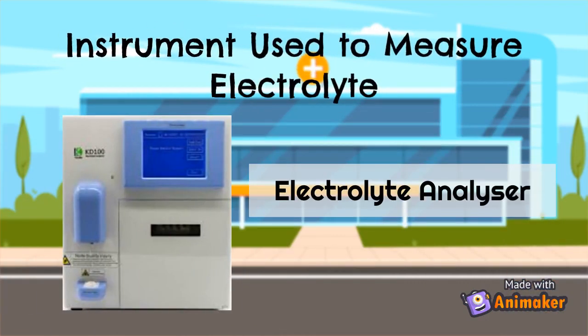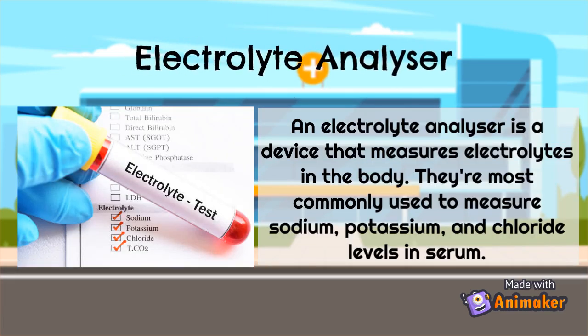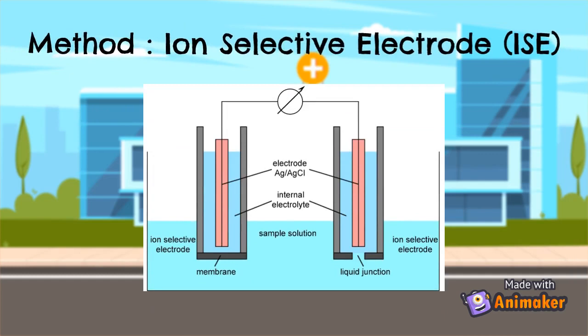Instrument used to measure electrolyte is Electrolyte Analyser. An electrolyte analyzer is a device that measures electrolytes in the body. They are most commonly used to measure sodium, potassium, and chloride levels in serum. Serum electrolytes can be measured by using ion selective electrode.